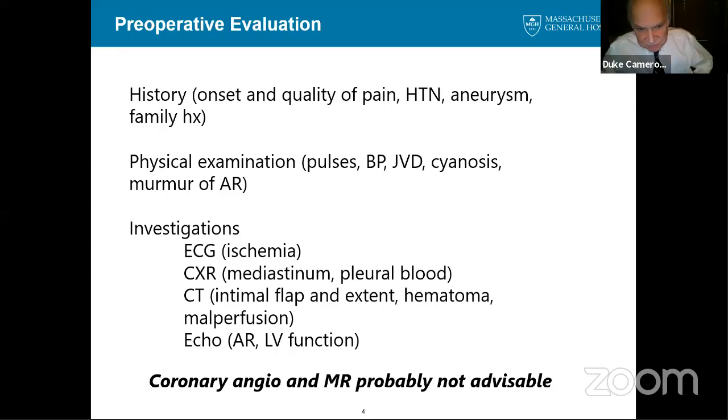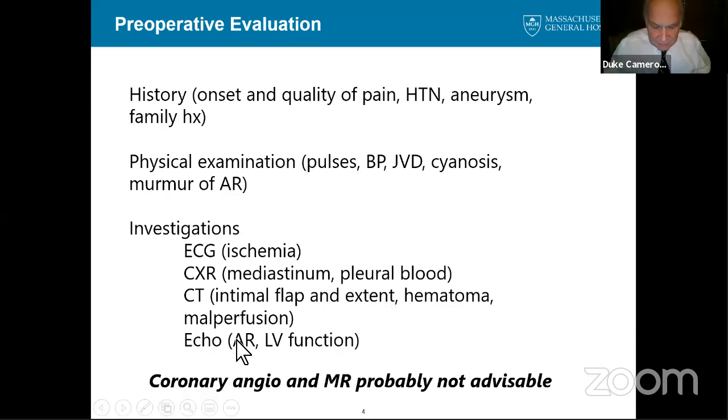The chest film is pretty nonspecific, but it will alert you to blood in the mediastinum or pleural blood. The CT scan, if you only had one test to order, a CT scan gives the highest yield. It shows the intimal flap, the extent of it, hematoma along the course of the aorta, and can even give you an idea about radiologic malperfusion if you see the contrast not appearing in the branch vessels.